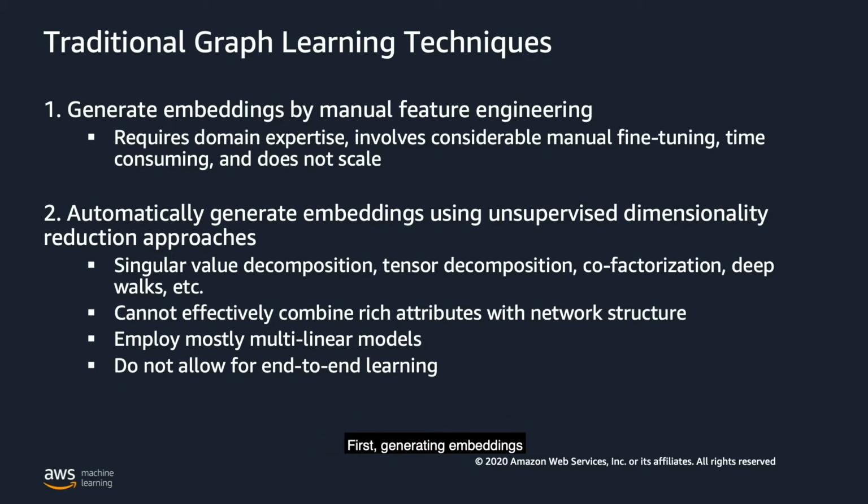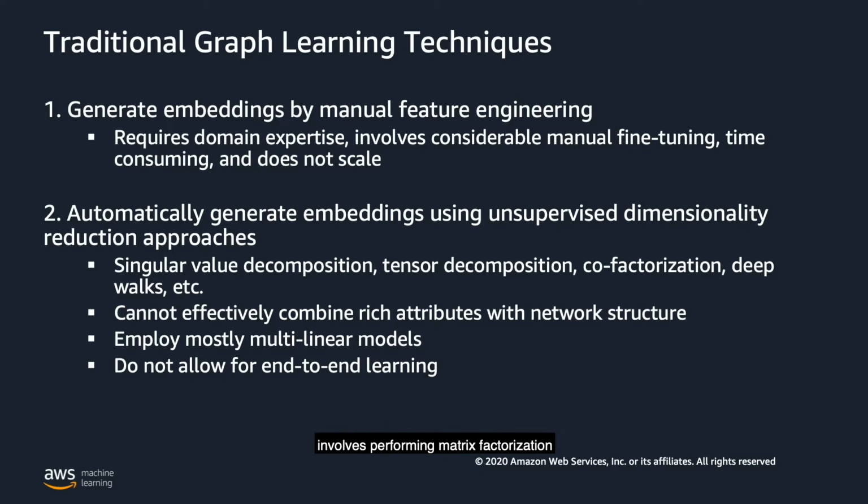First, generating embeddings by manual feature engineering often involves a combination of subject matter expertise on the domain that the graph is representing, as well as manual computation of network properties. On the other hand, unsupervised dimensionality reduction approaches don't involve as much manual fine-tuning, but are limited in other areas. There are 2 main techniques in the unsupervised dimensionality reduction approach.